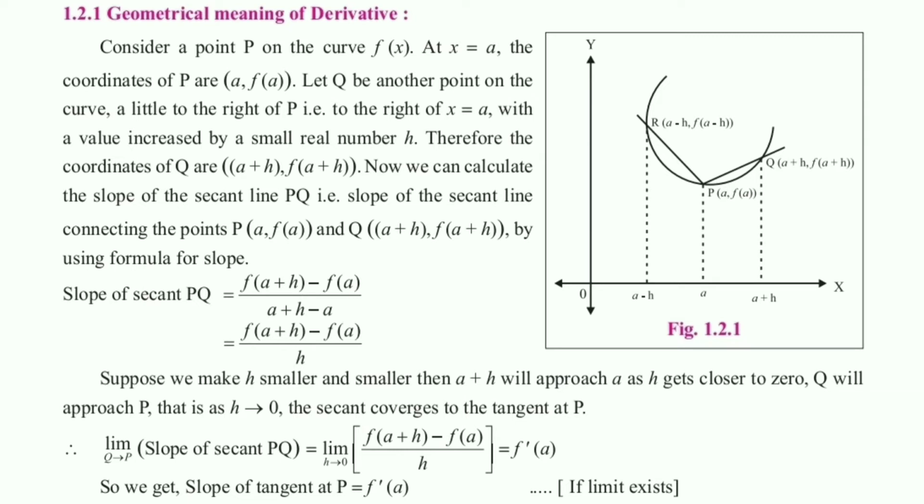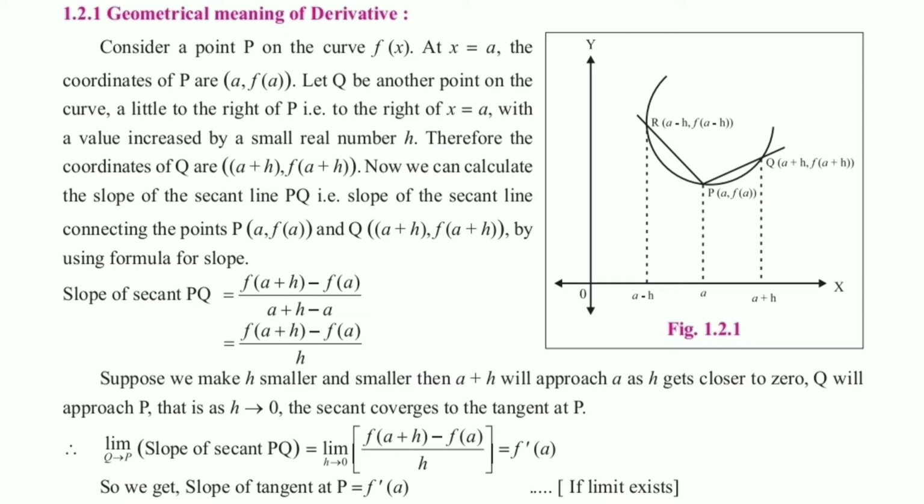Now we can calculate the slope of the secant line PQ, that is, the slope of the secant line connecting the points P (a, f of a) and Q (a plus h, f of a plus h). By using the formula for slope, slope of secant PQ equals f of a plus h minus f of a divided by a plus h minus a, that is equal to f of a plus h minus f of a divided by h.